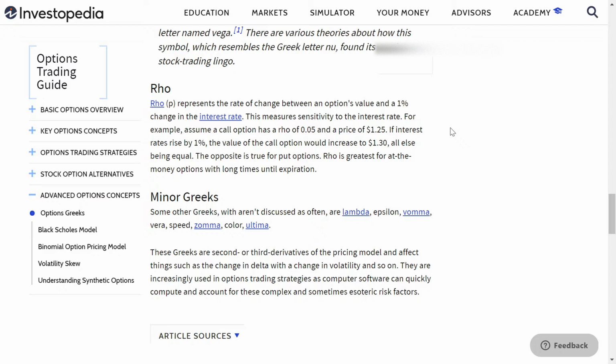There's some other minor Greeks as well. Lambda, Epsilon, Vomma, Vera, Speed, Zomma, Color, Ultima. I really don't use any of those. I really feel they have very little impact on the overall. Depending on if you're doing more complex strategies, but as a beginner, you're likely not going to be using any of those minor Greeks.